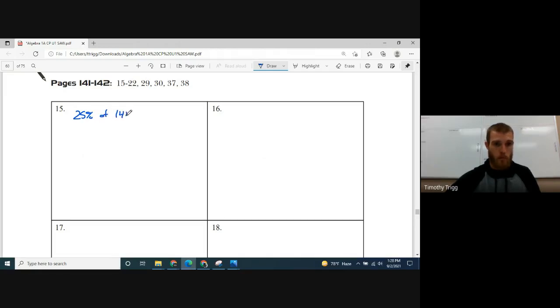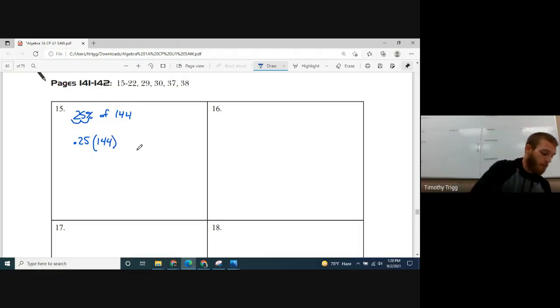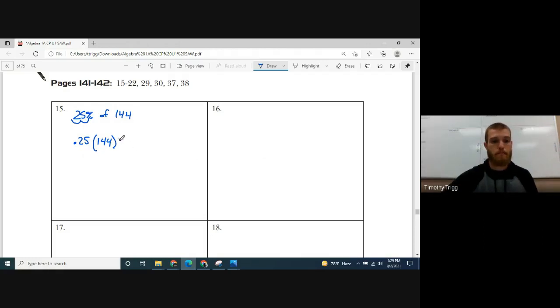So hopefully you remember from when we covered this in the guided practice that to find a percentage of a number, the simplest way is just to change this percentage to a decimal. So in order to do that, you move the percentage over twice. So that's 0.25. That just means multiply by 144. So 0.25 times 144. So that's 36. Just like that.